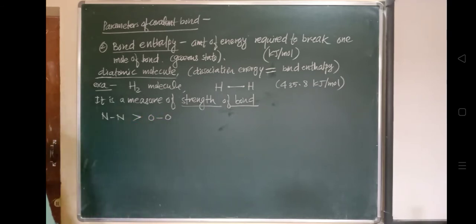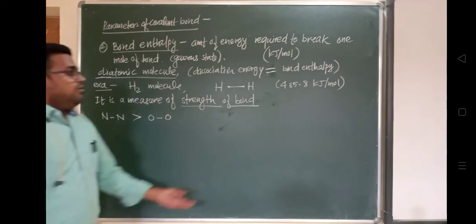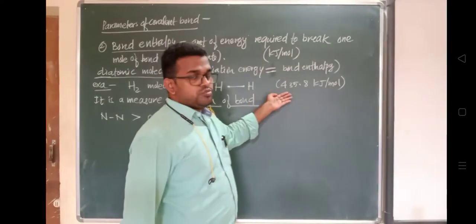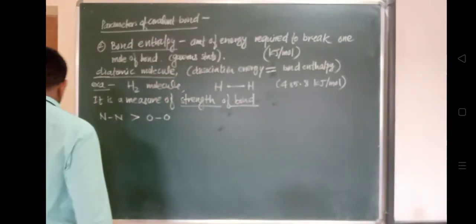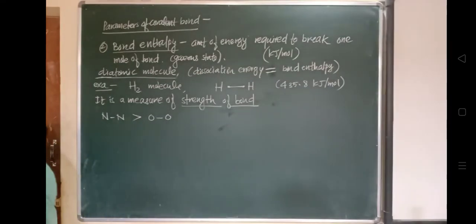For a heteronuclear diatomic molecule, like HCl, the bond enthalpy was found to be 431 kilojoule per mole. In the case of HCl, hydrogen and chlorine, the bond dissociation energy was found to be 431 kilojoule per mole, and it is less compared with the two hydrogen atoms.